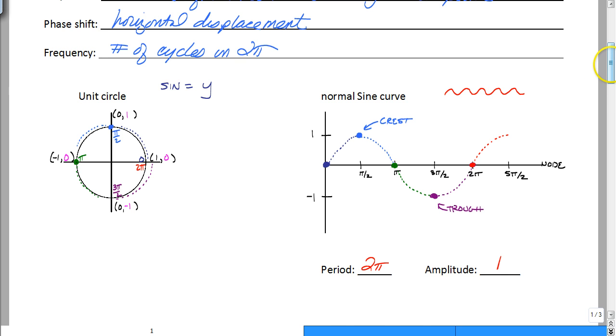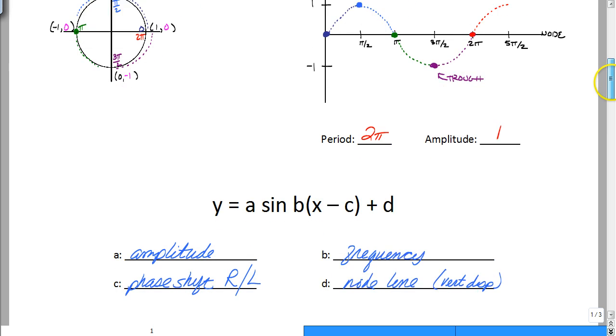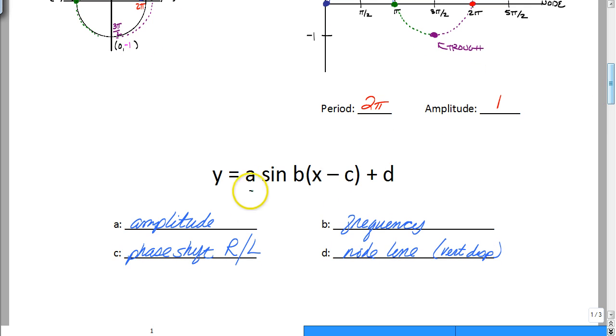Now what we're going to do after that is we're going to start messing with it. So this is the generic form where A is your amplitude. So the number that comes before your sine is going to be your amplitude, how far away from the node line this graph is going to go up and down. B is your frequency. It's how many times this is going to repeat itself in 2 pi, how many cycles in 2 pi. Your C is your phase shift to the right or to the left.